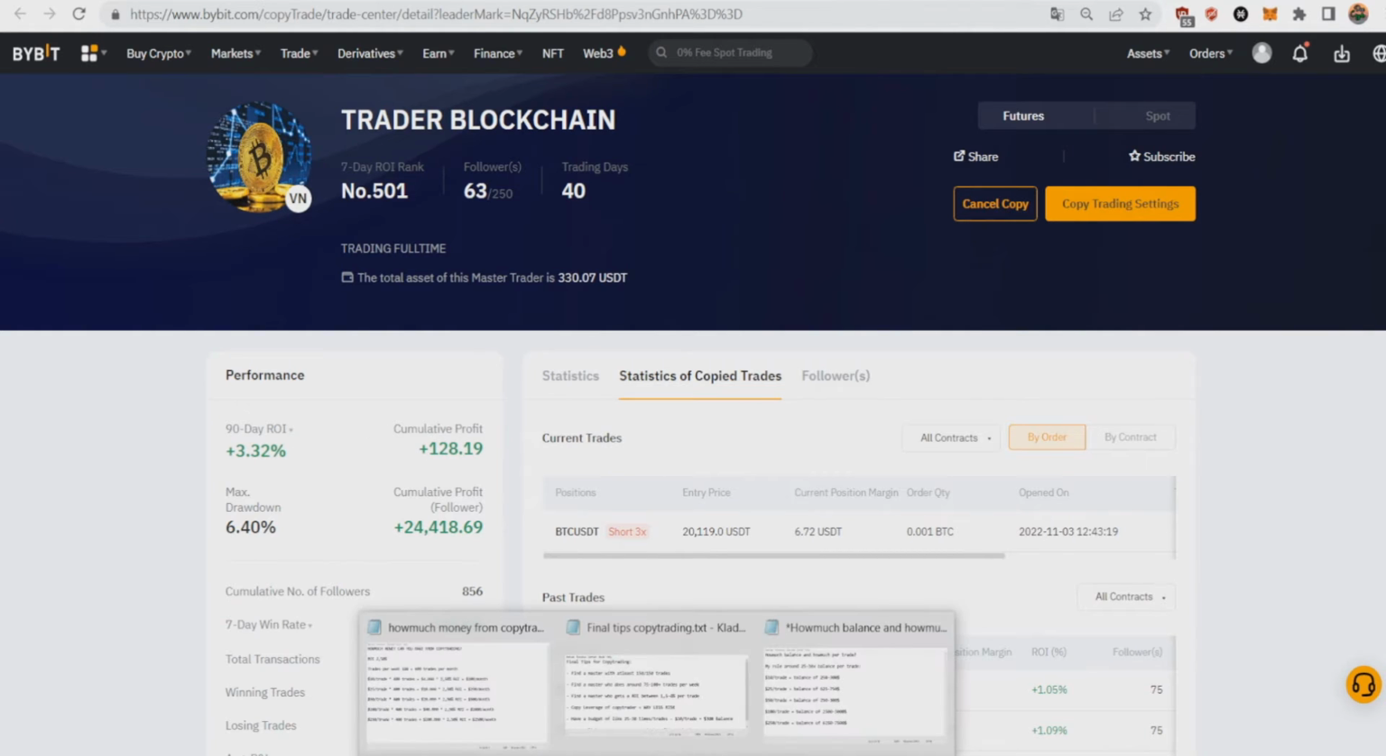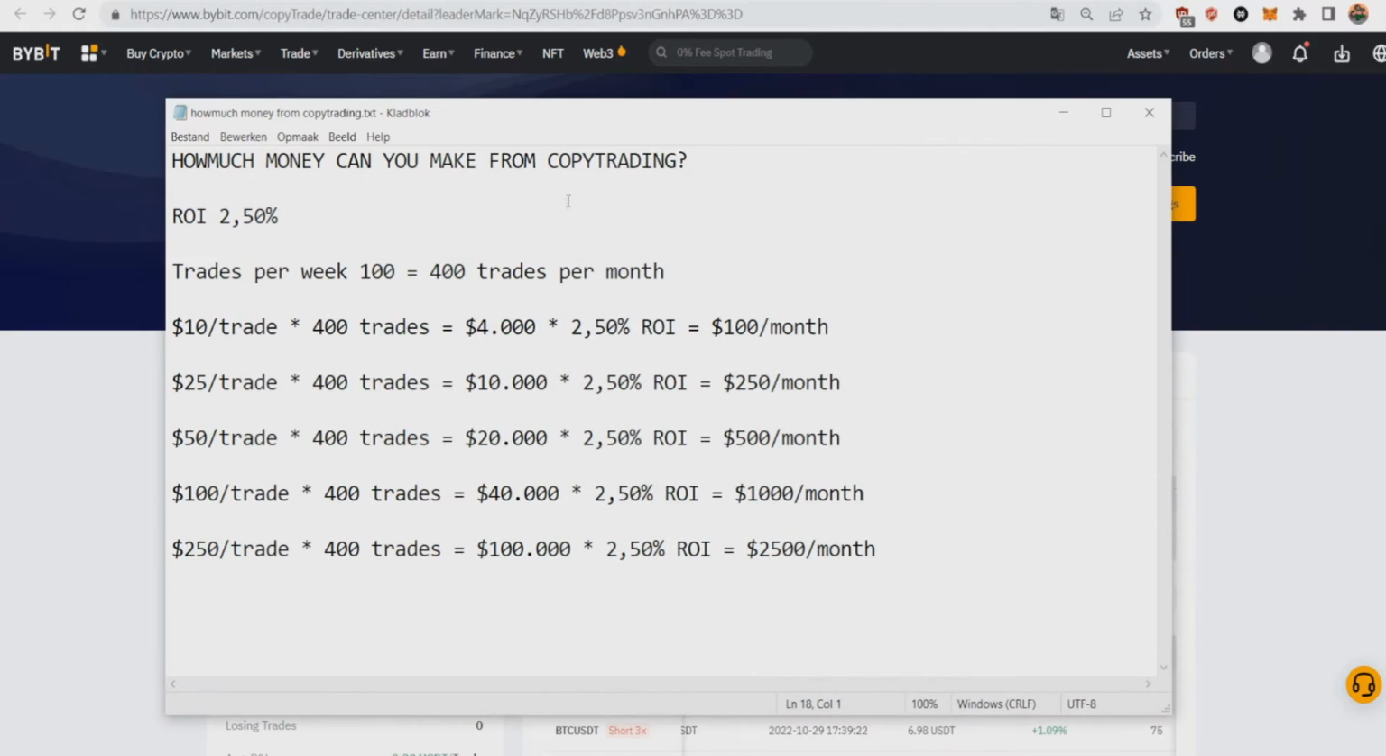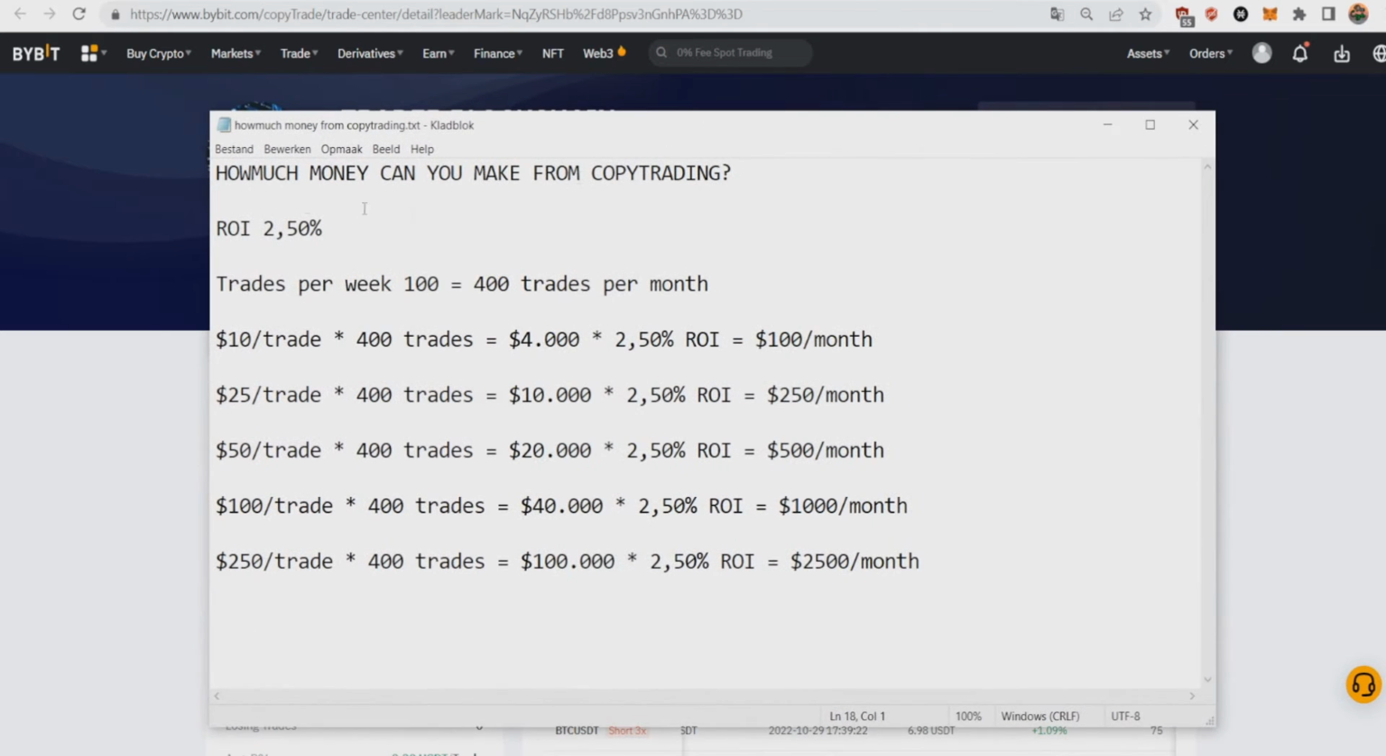So let's take an example of how much money you can make. Let's say you get a return of investments of 2.5%. So the trader trades 100 times a week. That means 400 trades a month. If you do the minimum amount of $10 per trade and he does 400 trades, that means you have a total cumulative cost of $4,000.